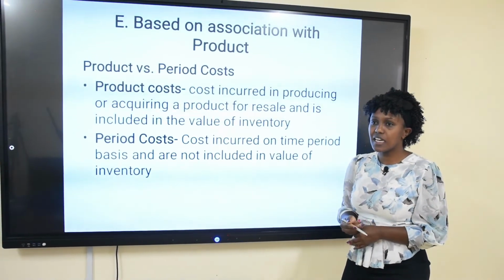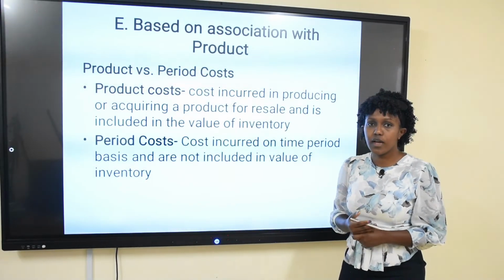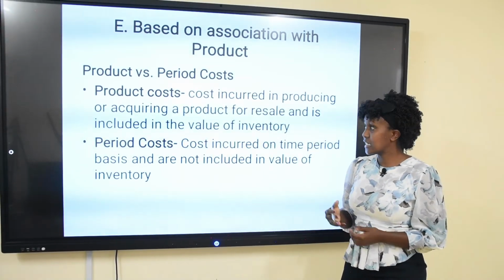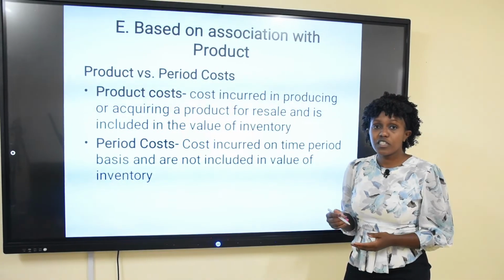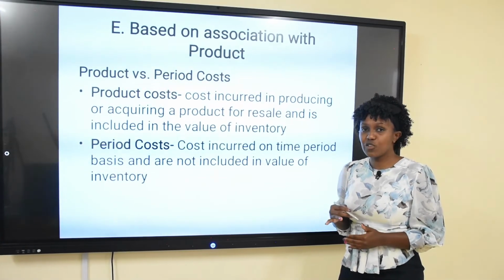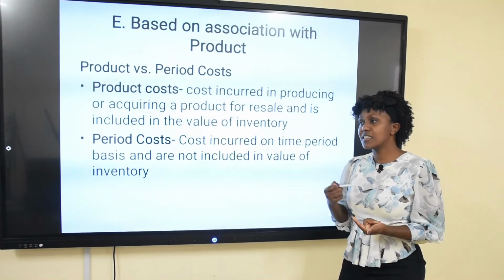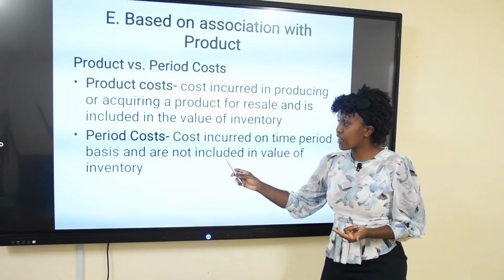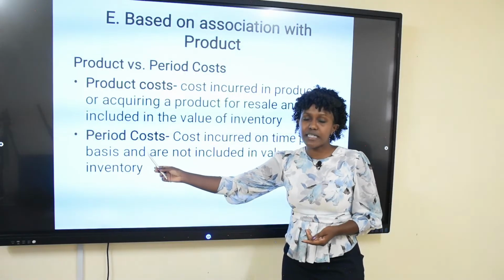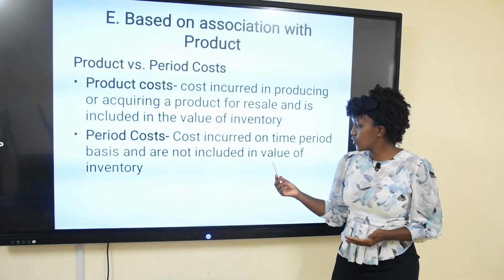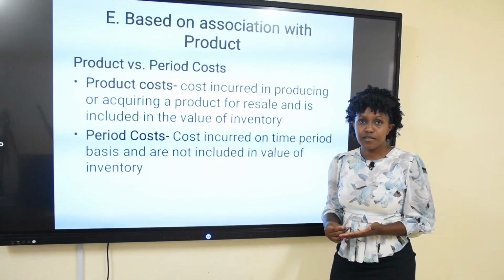So product costs are simply costs that are incurred either to acquire or to produce a product that is needed. And of course, this cost is included in the value of that inventory. It is part of the value of that product. Now, what then is period cost? These are costs that are incurred on a time period basis, and they have no direct association to the product.